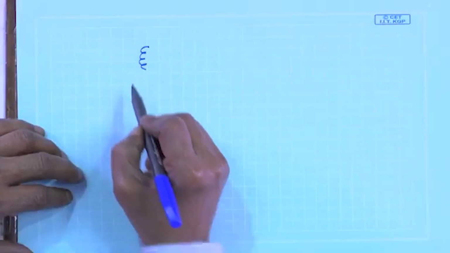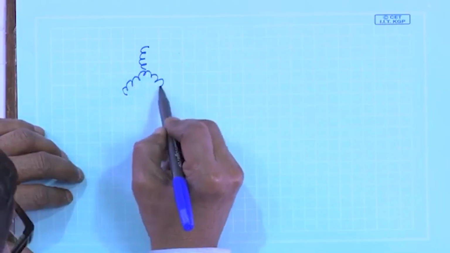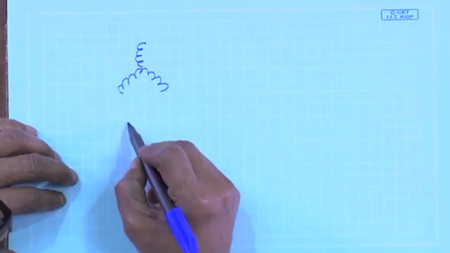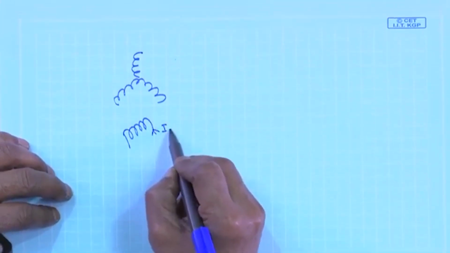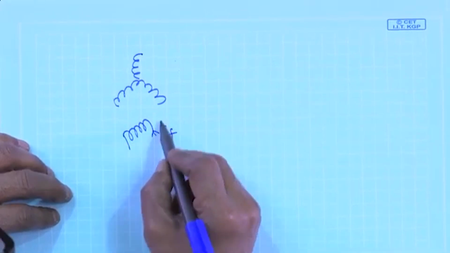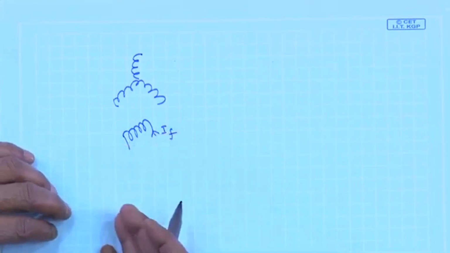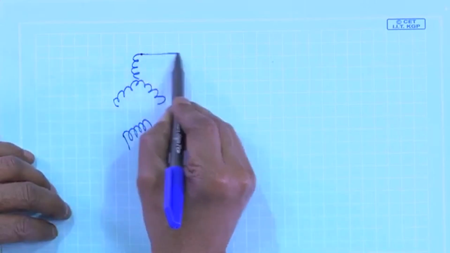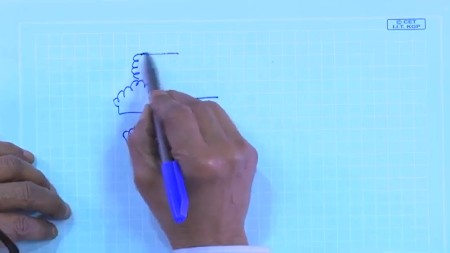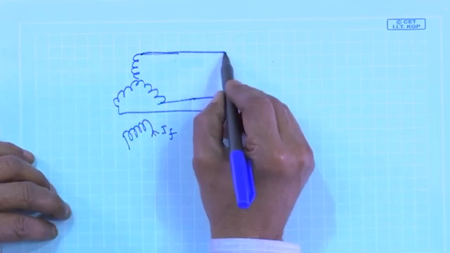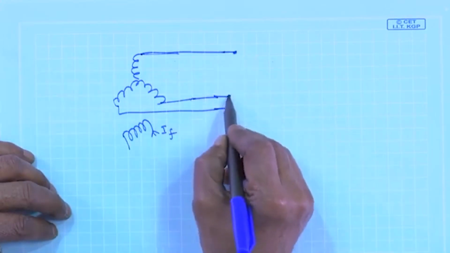It is the 3-phase armature winding which handles the main power. Henceforth, I will assume this is the stator 3-phase winding and this is the field winding, and you are passing some exciting current whose value will be in my control. And this machine, as I was telling last time, will be connected to supply.